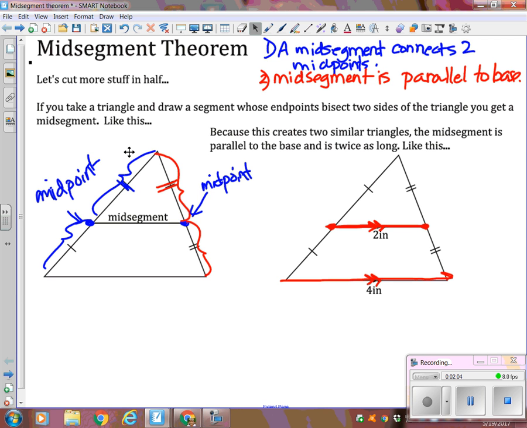The next thing I want you to know is that we also have another conclusion. All right, and that is that this distance on the mid-segment is half the length of the bottom distance.